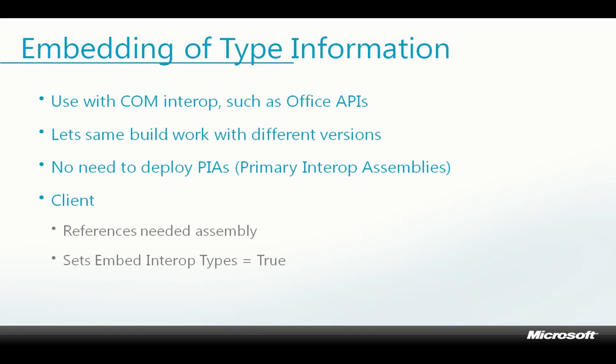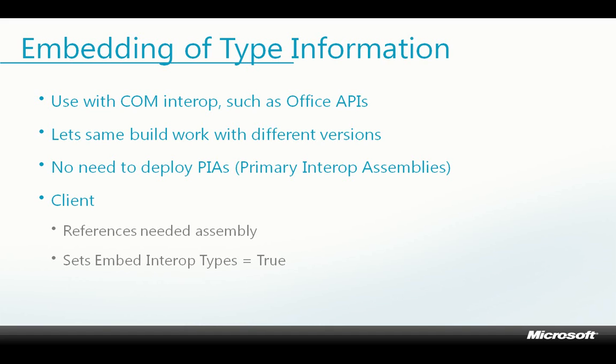And now here's a feature that's new to both C# and Visual Basic, embedding of type information. You can use type embedding with any managed solution, but it's frequently used with COM Interop, like an application that uses automation objects from Office. That's because embedding type information lets the same build of a program work with different versions of Office on different computers. You won't have to deploy primary interop assemblies, PIAs, to the user's computer.